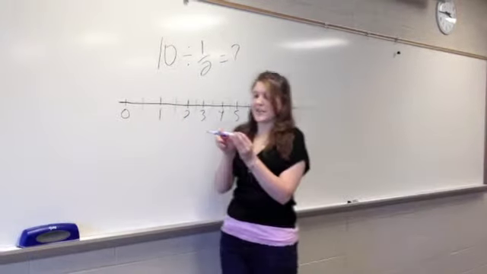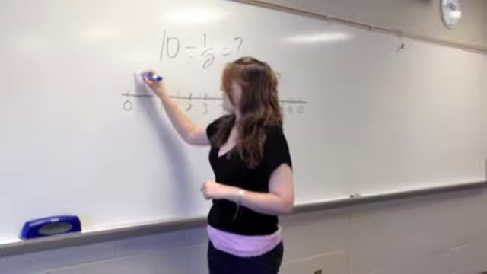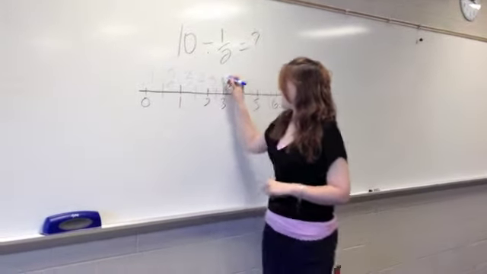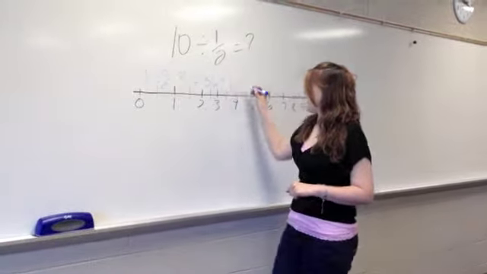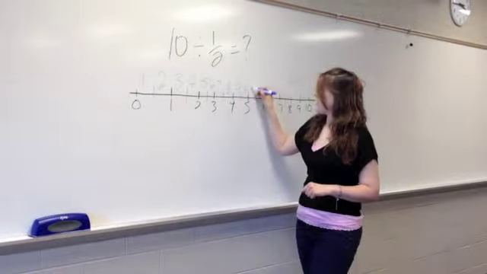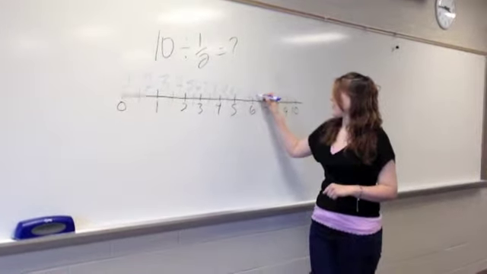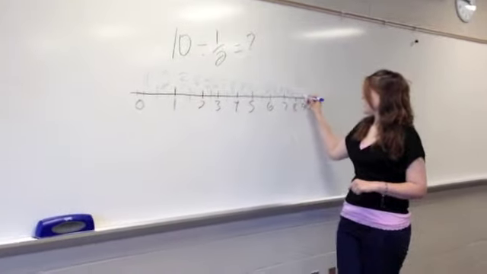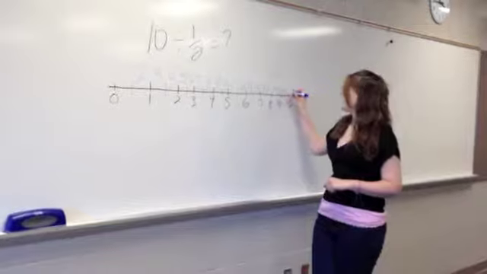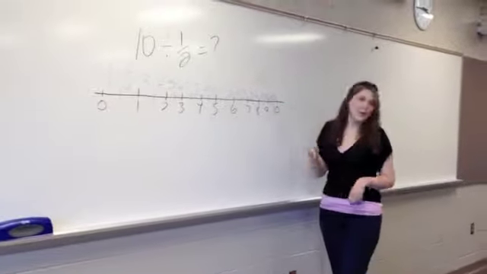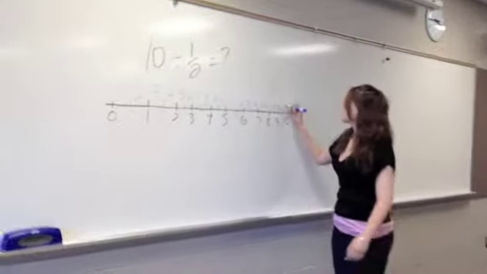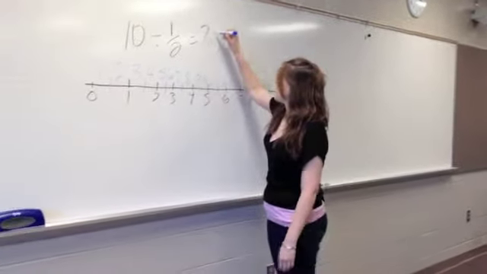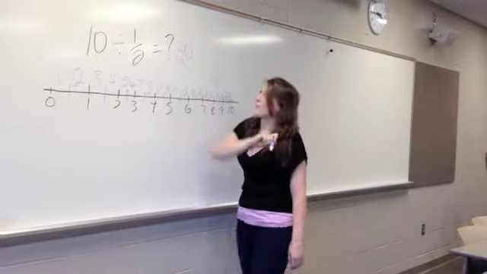So let's count together. We have 1, 2, 3, 4, 5, 6, 7, 8, 9, 10, 11, 12, 13, 14, 15, 16, 17, 18, 19, 20. Woo! That was a long one. So our number is 20. And that's what we have.